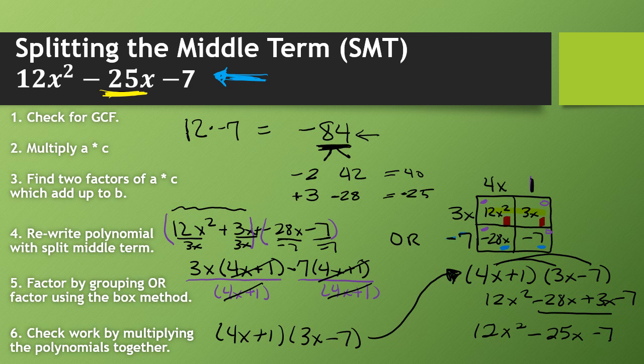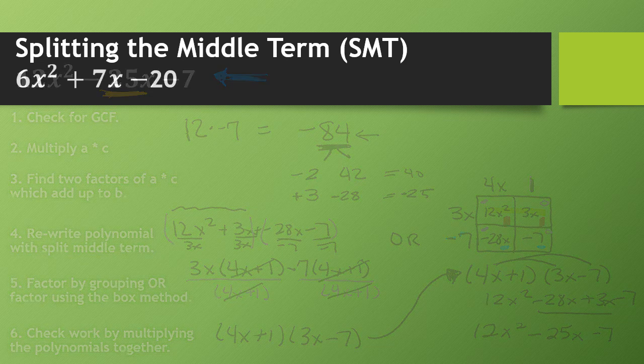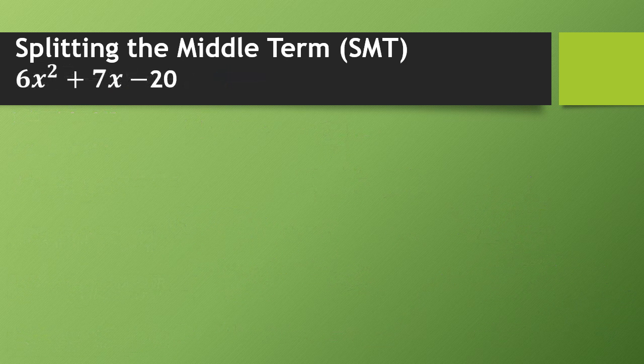At this point, I would pretty much choose, do you want to be the box factorer or do you want to be the grouping factorer? Pick whichever method you like the best and then just roll with it from here on out. Try one more problem as a class, and then I'm going to give you a problem to try on your own. So splitting the middle term, we have 6x squared plus 7x minus 20.